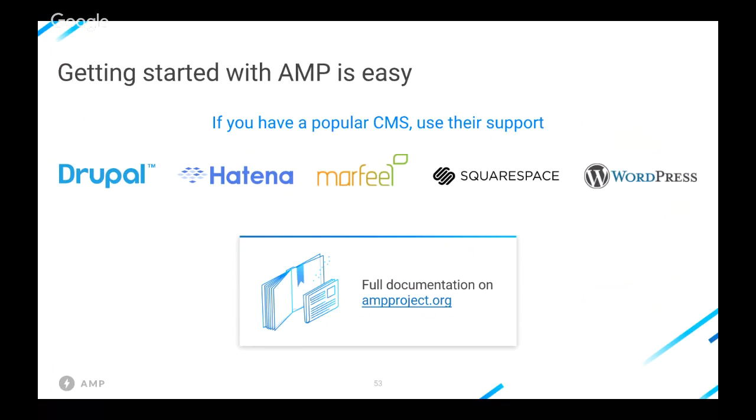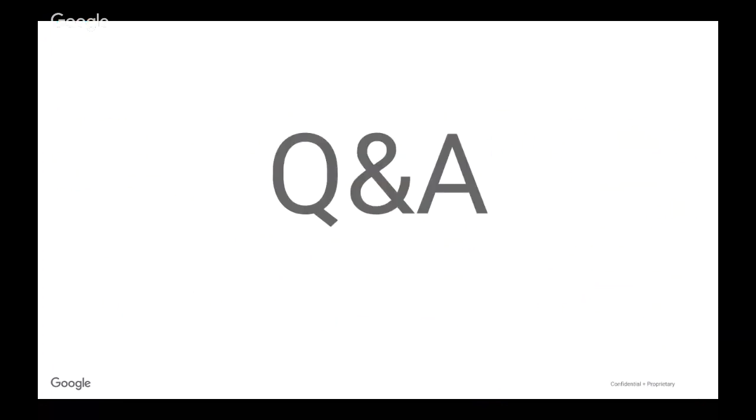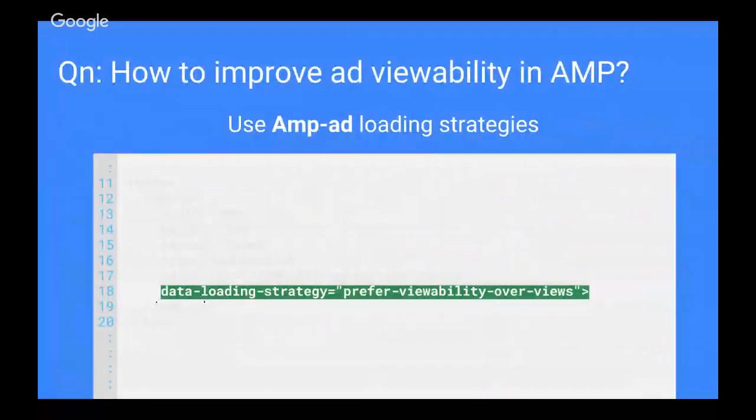So we'll go straight to Q&A. There are already a couple of questions, and we did prepare some of the questions already. Since we're talking about AMP, there's a lot of interest from the audience in improving ad viewability in AMP, but they don't know how to do it. Do you have any tips?